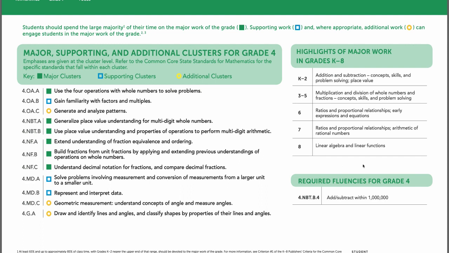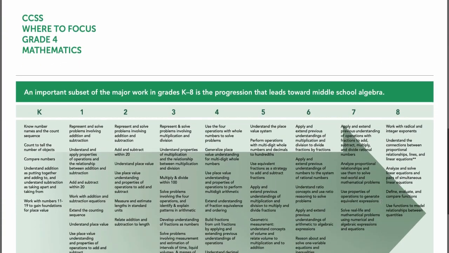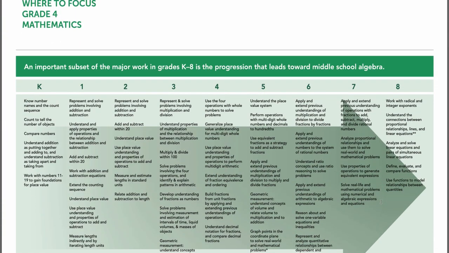I could also see in the bottom right hand corner here their required fluencies for grade 4. Each grade level has its required fluency, so if you need to go into the grade levels before the one they're in, that's there for them as well. If I scroll down further, I can see a continuum of the important major work needed from K through 8. And in short, they're just giving you the major clusters for each grade level. But it's nice to see what is expected of them in the grade that they're going into.